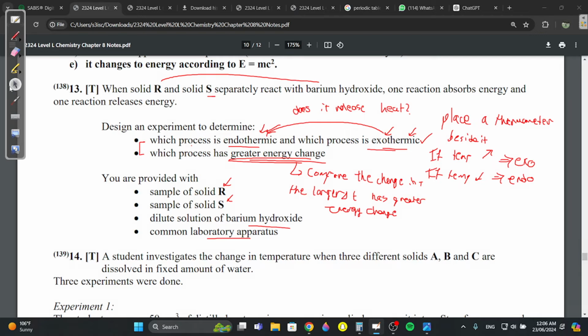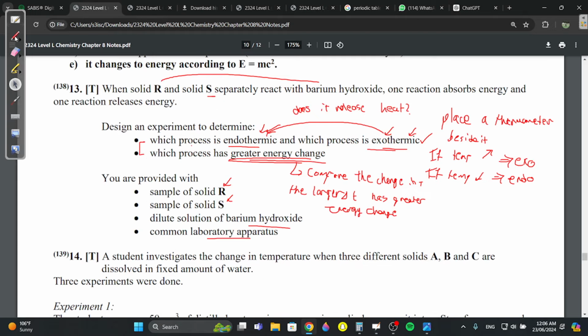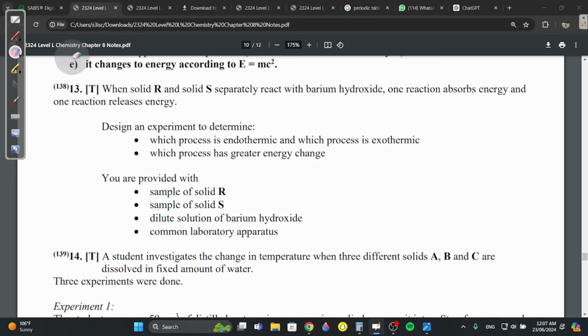So how would you write this? I'm going to open the marking scheme so you can see. When you're working with these questions, you have to be professional. You can't just say stuff like this. You have to be professional. You're going to say something like this.